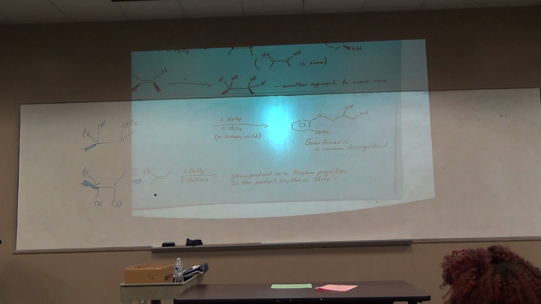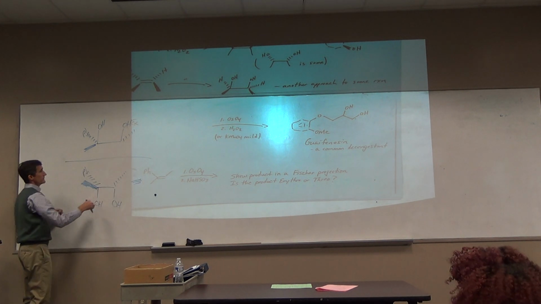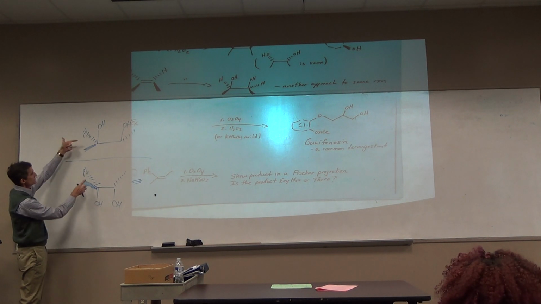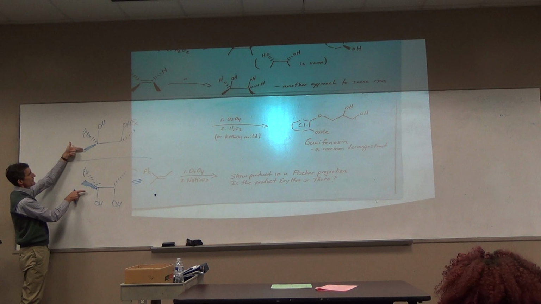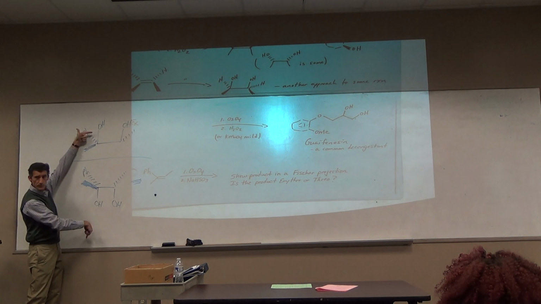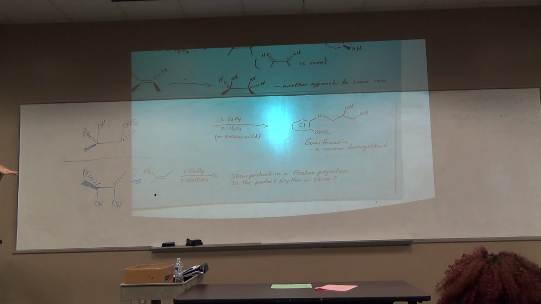What's the relationship between those two on the board? Yeah, they're enantiomers. You see that? Because if that's a mirror plane, they're mirroring each other. Phenyls are both back, methyls are both forward. OH going away, OH going away. Hopefully you see those are mirror images. You get mirror images by attack from the top and the bottom.